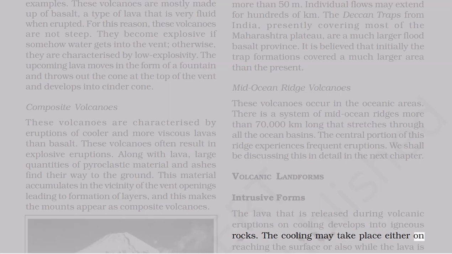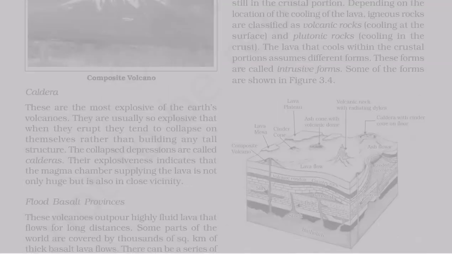The cooling may take place either on reaching the surface or also while the lava is still in the crustal portion. Depending on the location of the cooling of the lava, igneous rocks are classified as volcanic rocks, cooling at the surface, and plutonic rocks, cooling in the crust. The lava that cools within the crustal portions assumes different forms. These forms are called intrusive forms. Some of the forms are shown in figure 3.4.